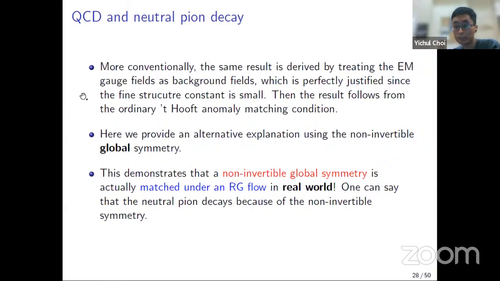More conventionally, the same result is derived by treating the electromagnetic gauge field as a background field. This is perfectly justified since the fine structure constant in nature is small. In this case, the same result follows simply from the ordinary anomaly matching condition. Here, we are providing an alternative explanation of this well-known fact, using the non-invertible global symmetry. This demonstrates that the non-invertible symmetry is really matched under the RG flow that exists in real nature. One may even say that the neutral pion decays because of the non-invertible symmetry.